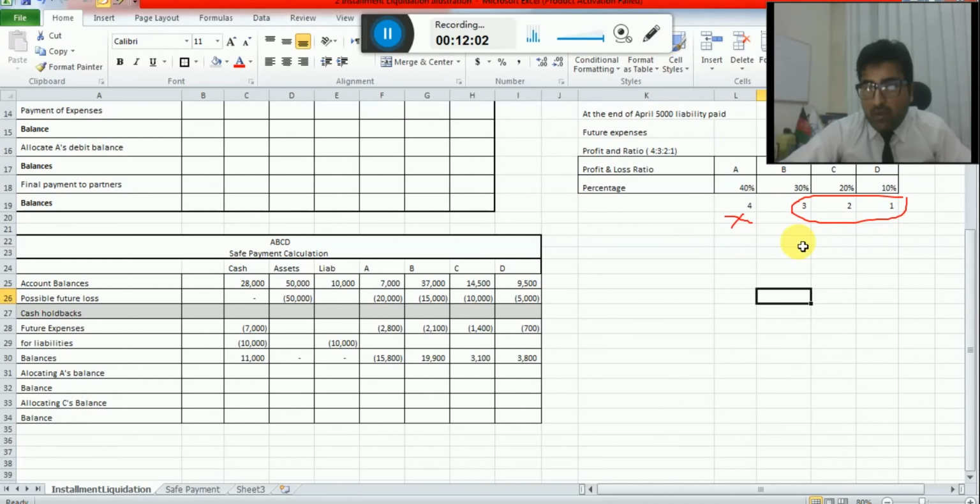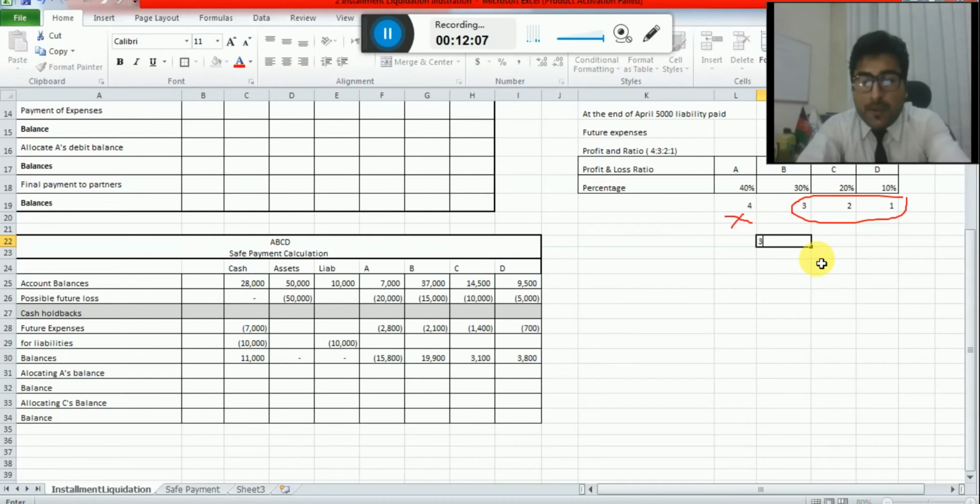What is the new ratio? So 3 over 6, right? The first one. Okay, 3 over 6, if you simplify it, it's equal to 1 over 2. Okay, and also 2 over 6, and we have 1 over 6.